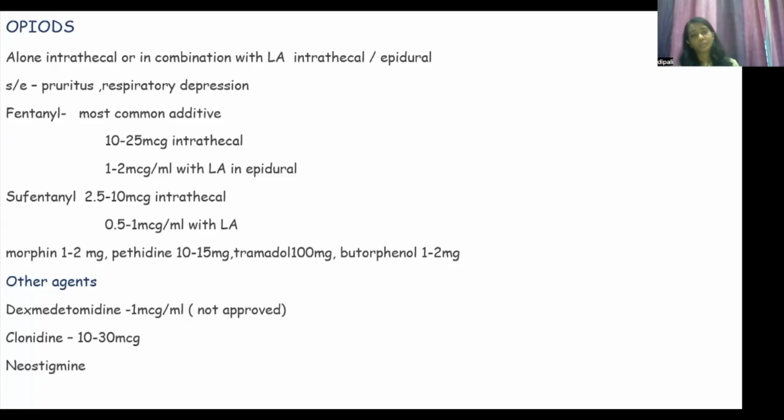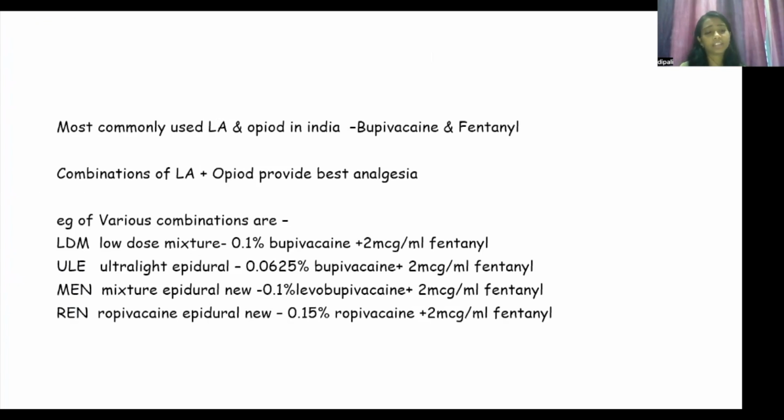Fentanyl is used in a concentration of 2.5 to 10 microgram intrathecally and 0.5 to 1 microgram per kg per ml with local anesthesia. Morphine and pethidine are long-acting agents. They are used, but not more commonly. Other agents that are used are dexmedetomidine, clonidine, and neostigmine. Most commonly used local anesthetic and opioid in India are bupivacaine and fentanyl.